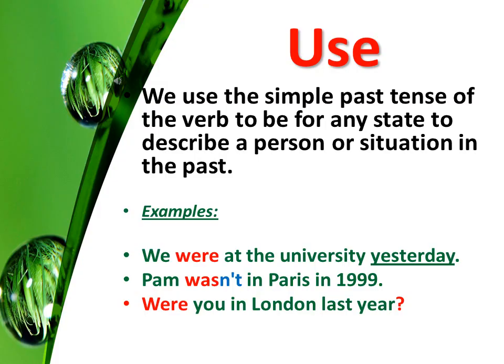We use the simple past tense for the verb to be for any state to describe a person or situation in the past. Okay, examples. We were at the university yesterday. We were at the university yesterday, meaning we were at the university yesterday. Pam wasn't in Paris in 1999. And number 3, were you in London last year? So here look, we have 3 cases: affirmative, negative, interrogative.